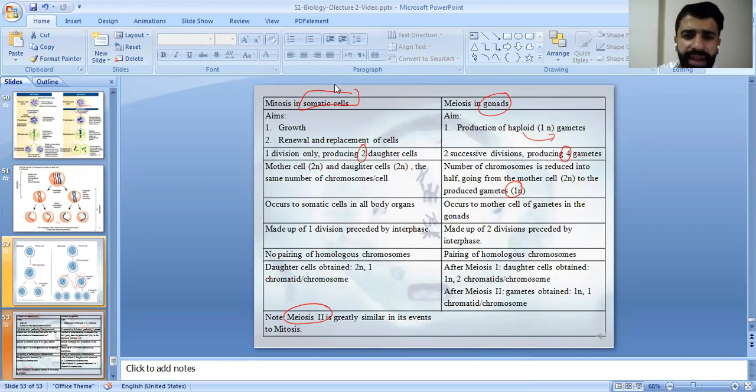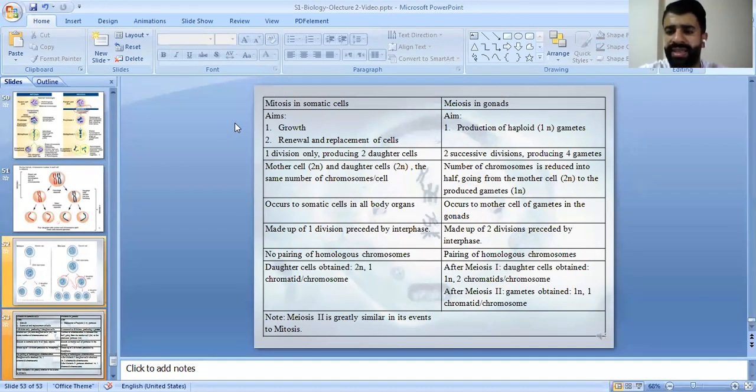This table is a very important table. This table shows the difference between mitosis and meiosis. You have to know that mitosis occurs in somatic cells, every single cell except the gonads. The aim of mitosis is growth, like the case of the zygote, or the renewal and replacement of dead, old, or injured cells. While the aim of meiosis is the production of haploid gametes, 1N gametes. Mitosis occurs in only one division, producing only two daughter cells, whereas meiosis includes two successive divisions, producing four daughter cells.